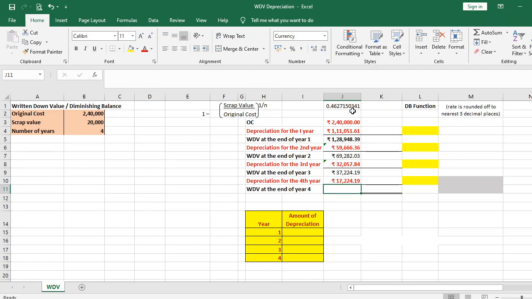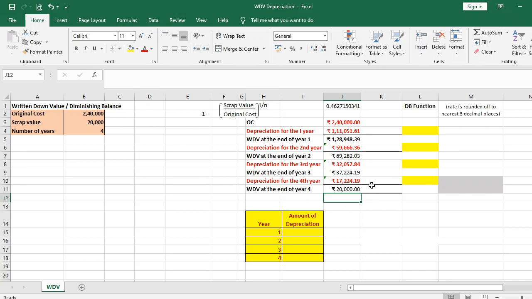17,224.19. Now, what is the WDV at the end of year 4? It should be the scrap value. Let us find out whether we get the scrap value. This minus depreciation for the 4th year. Yeah, 20,000 we get as this is the scrap value. Okay, so we have calculated the amount of depreciation and found out what is the value of the asset at the end of the 4th year manually.